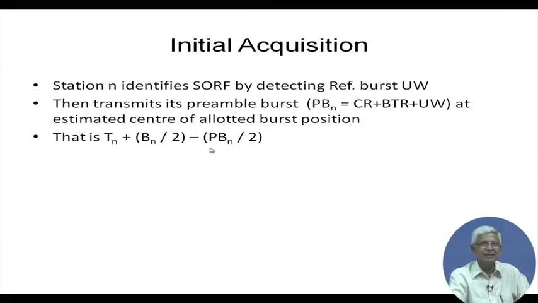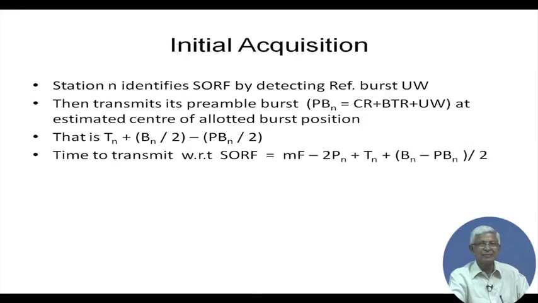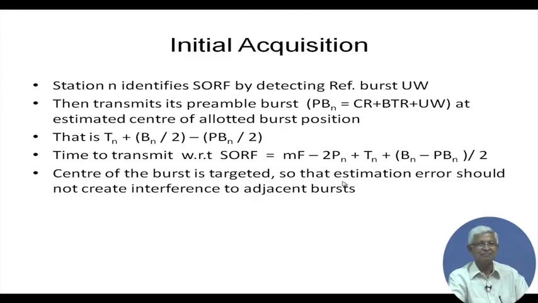Then you get the start of the preamble, but the whole preamble will sit at the center of the burst. So the transmit time with respect to SORF will be Mf minus 2 Pn, that is your D, plus Tn, plus you are moving to the center, so Bn minus PBn by 2. That is how it is to be calculated and transmitted. The center of the burst is targeted so that if there is an estimation error, it should not create interference to the adjacent burst.